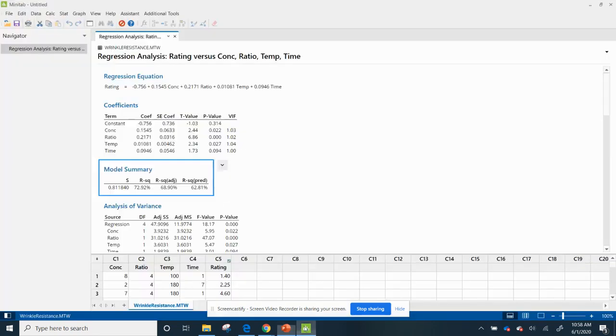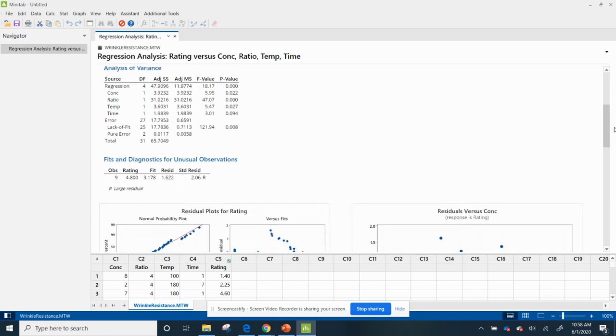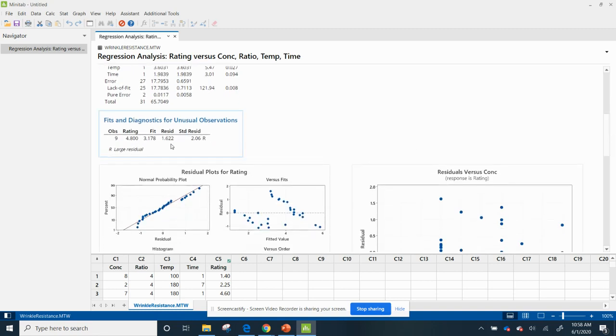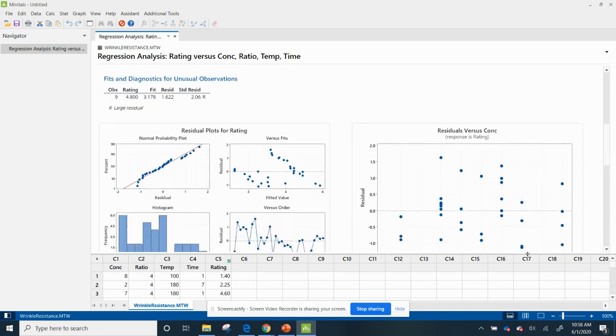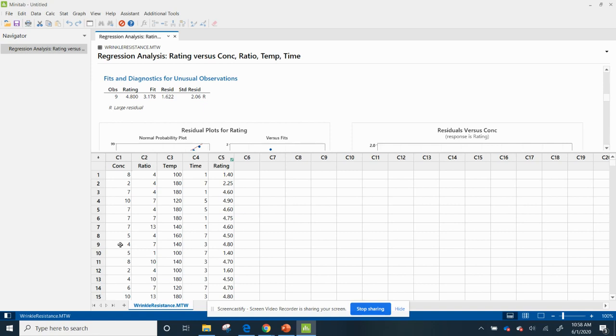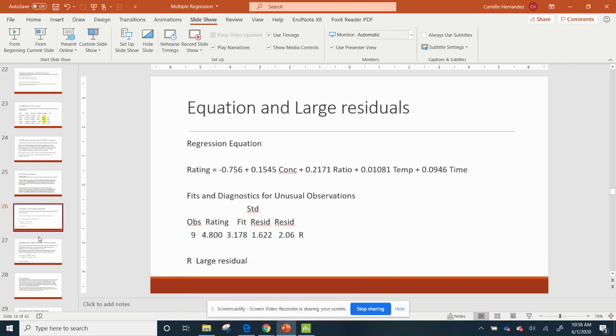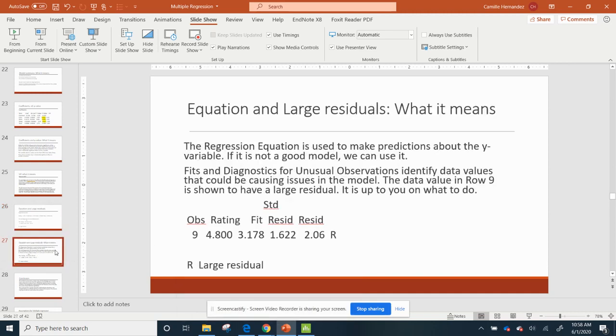Okay. And then another thing it gave me, if I keep going down, is unusual observations. So something about observation 9, and if I go down here and look, I'm going to bring this up. So it's looking here at observation 9, where the rating is 4.8. Something's going on with that value. So I need to look at that, and it's a large residual.